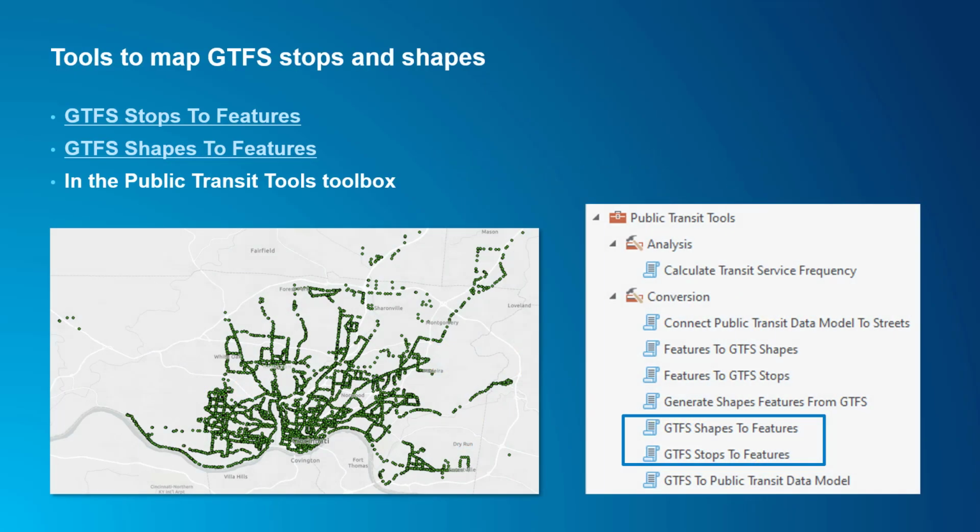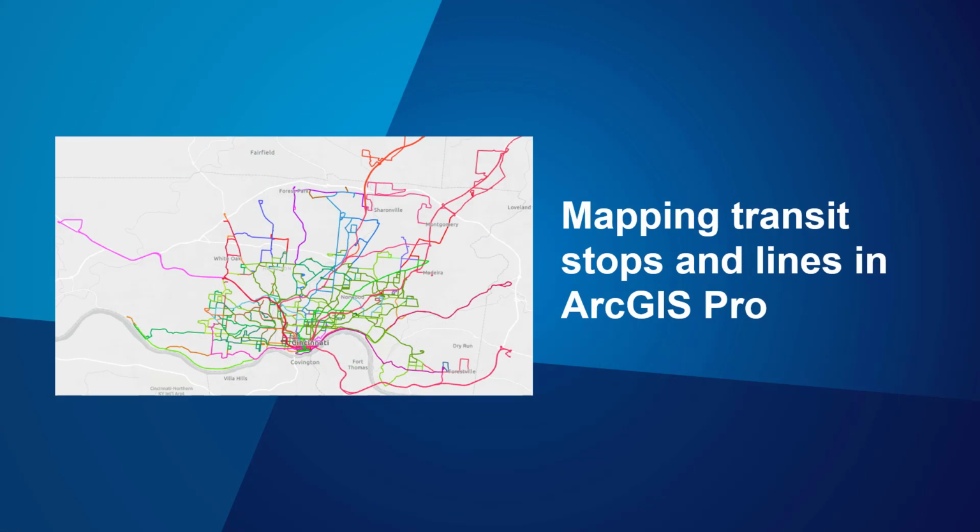You can convert your GTFS stops and shapes into feature classes to use in the map in ArcGIS Pro using the GTFS Stops to Features and GTFS Shapes to Features tools. These tools are located in the Public Transit Tools Geoprocessing toolbox. Note that if you're using a version of ArcGIS Pro prior to 2.9, these tools were located in the Conversion Tools toolbox. Now I'll show you a demo of using these tools in ArcGIS Pro.